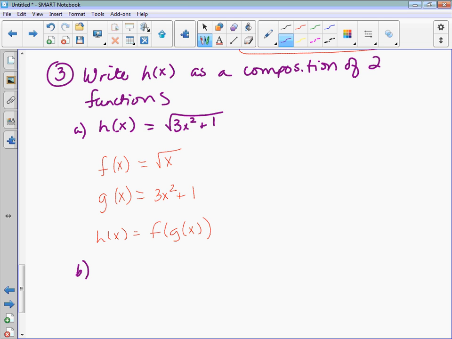But yeah. Let's try one more of those just to make sure you guys got it. 1 over 3x squared plus 5x minus 7.